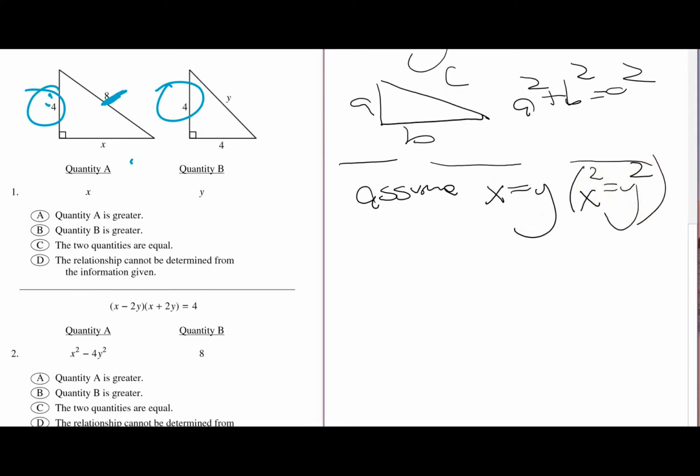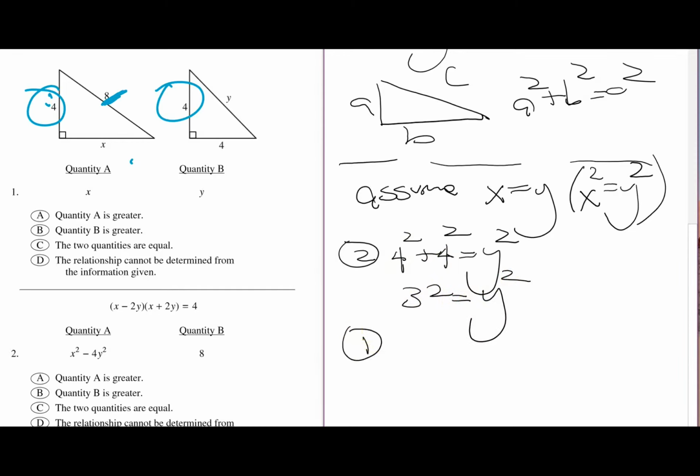And this is always going to be true. X squared, you just square both sides and you have x squared equals y squared. And it's always going to be a positive value. And then what you find is, now by substitution for triangle 2, you have 4 squared plus 4 squared equals y squared. So 4 squared is 16, so you have 16 plus 16 is 32 equals y squared.